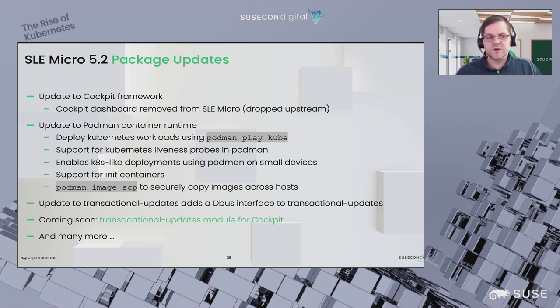A few examples here, we've updated the cockpit framework to the latest upstream release that came with the removal of a cockpit dashboard, but overall provides a really modern and solid base for the cockpit web-based system here. We've also updated the Podman container runtime. With that update, customers can actually use Podman to run Kubernetes workloads on a non-Kubernetes distribution. This is of interest in certain situations when you're running on a system with very few hardware resources, where a full-blown Kubernetes distribution might not be suitable.